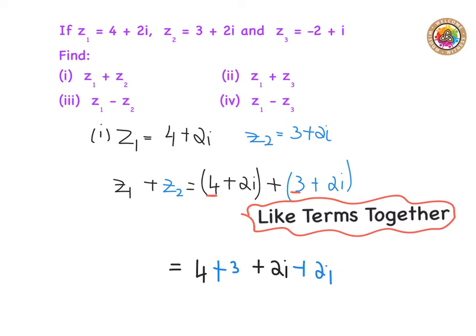And again, I still have the same amount of terms that I had initially. Up here I had 1, 2, 3, 4 terms. Here I have 1, 2, 3, 4. They're just simply reordered. And so here I have 4 plus 3, well, that's going to be equal to 7. And 2i plus 2i, well, that is 4i. And so that's my answer for z1 plus z2.